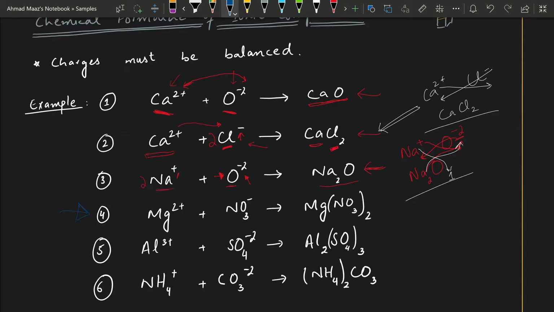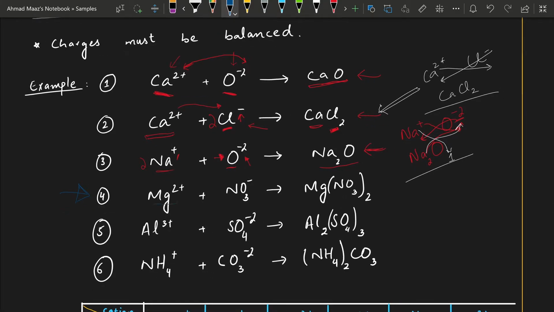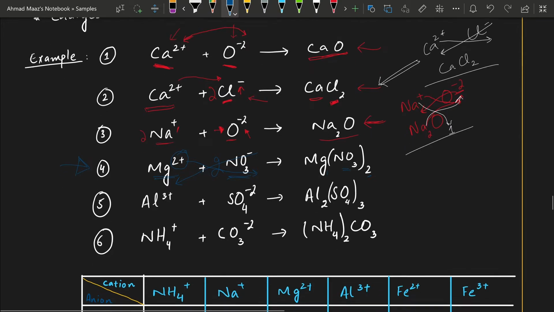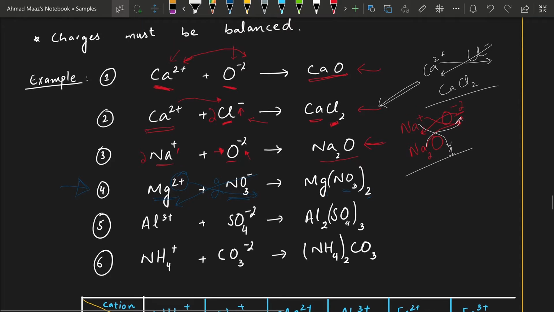Now this is what happens in the fourth example. We can also do it here. Magnesium is 2 positive, nitrate is 1 negative. So this 2 must go over here and this 1 must go over here. Mg is 1 and nitrate is twice. Now two nitrate ions must collect one electron each to get a total of 2 electrons from the magnesium that magnesium donates.